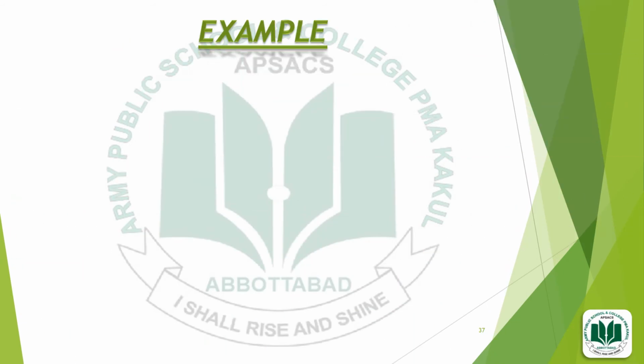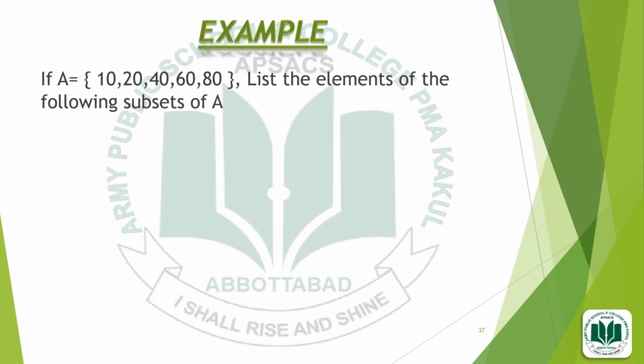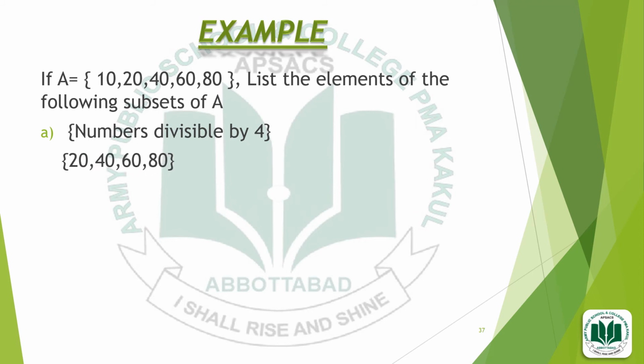Let's discuss subsets through an example. For example, we have been given a set A which contains elements 10, 20, 40, 60, and 80, and I want to list down the subsets of A as per given conditions. For example, if I want to enclose the elements that are divisible by 4, they would be 20, 40, 60, and 80.